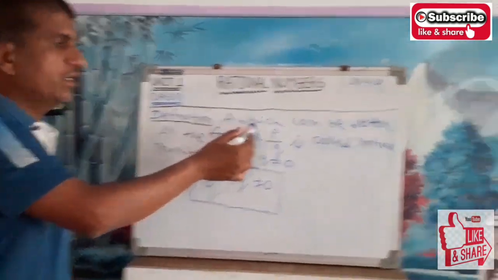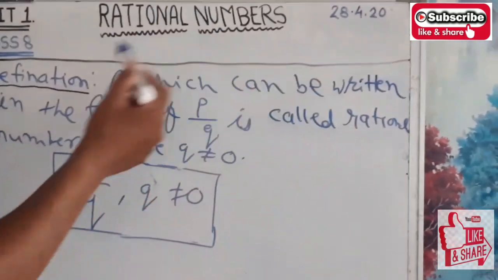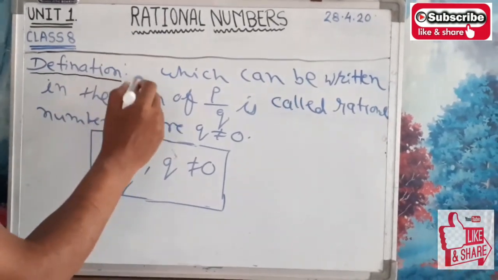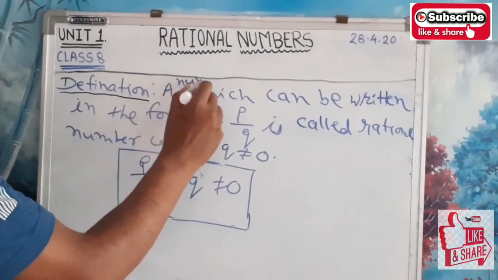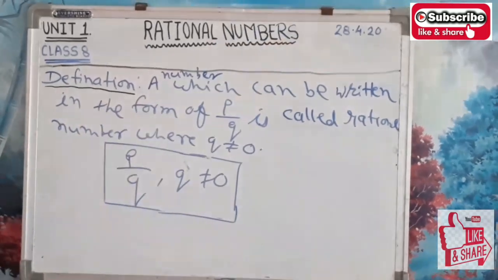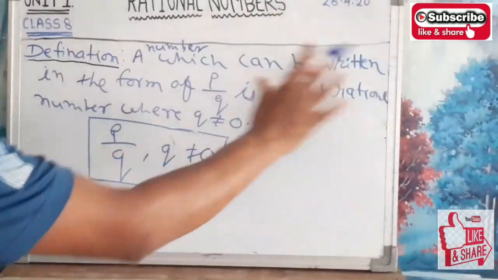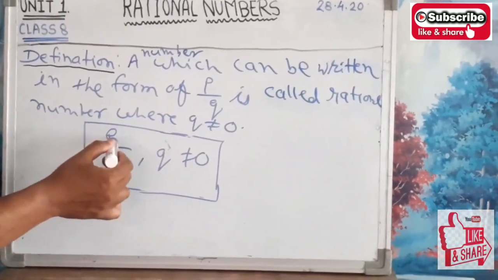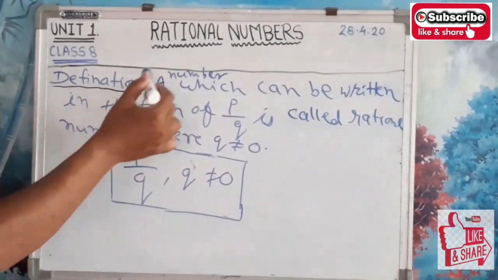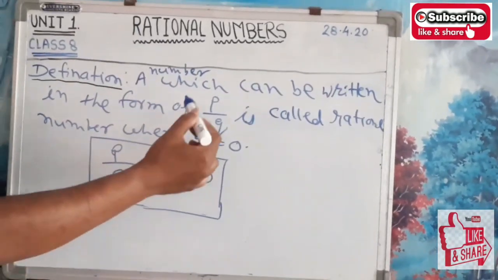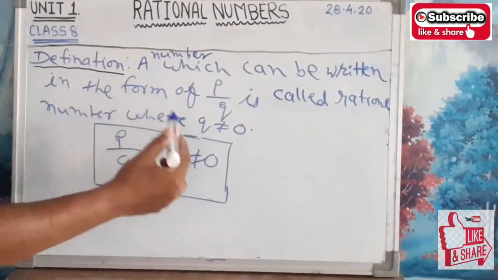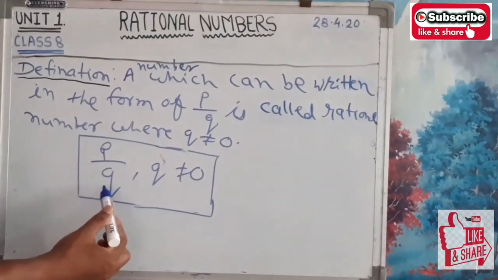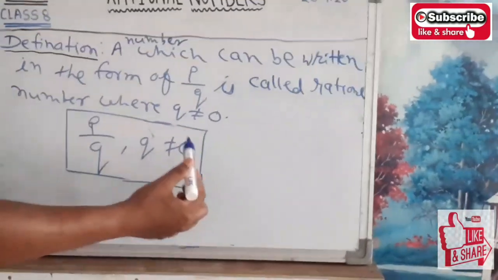A number which can be written in the form of p by q is called a rational number, where q should not be 0. p is the numerator, q is the denominator. Means p by q is a rational number, and the condition is q should not be 0.